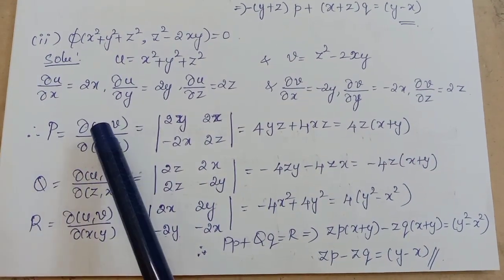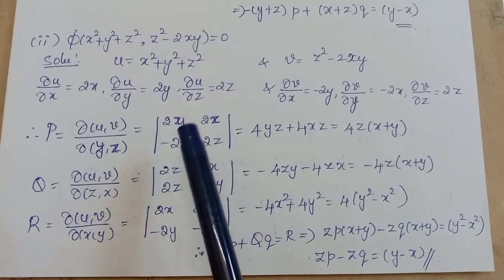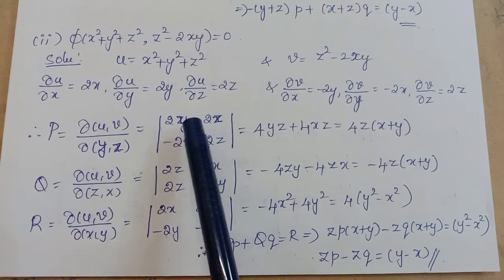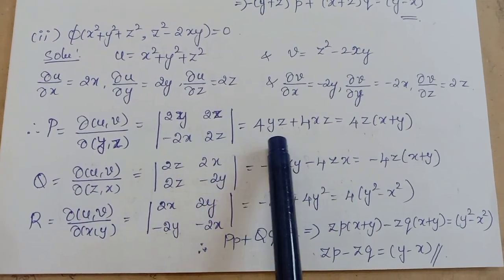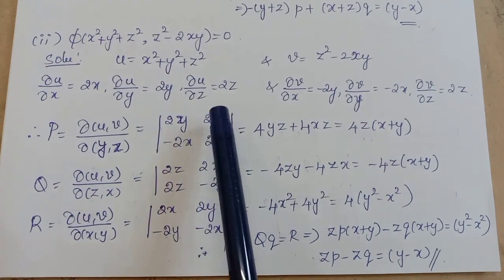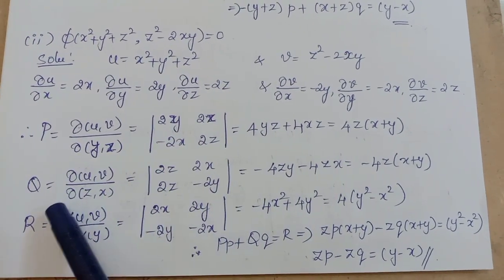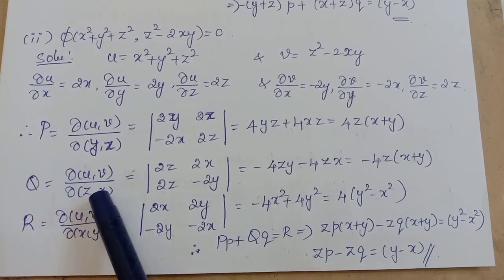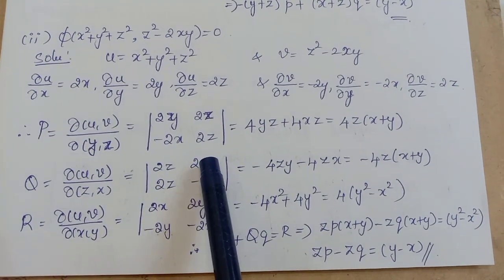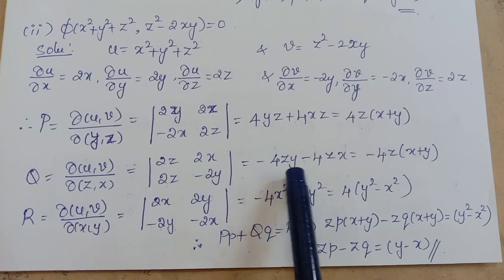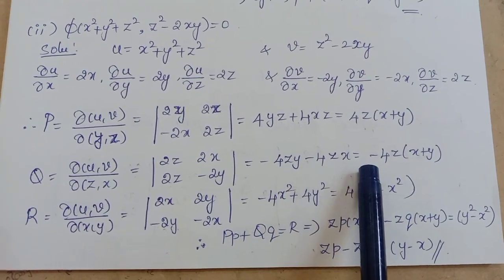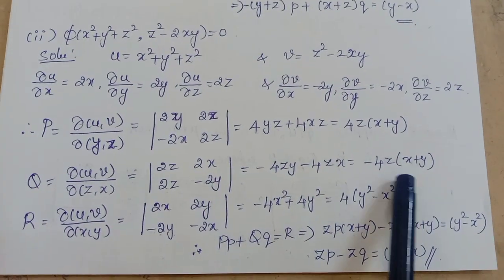So what is P? Jacobian of uv with respect to yz. So dou u by dou y, dou u by dou z, dou v by dou y, dou v by dou z. So it is what? 4yz plus 4xz. And Q is Jacobian of uv with respect to zx. So dou u by dou z, dou u by dou x, dou v by dou z, dou v by dou x. So minus 4zy minus 4zx. So it will be minus 4z into x plus y.